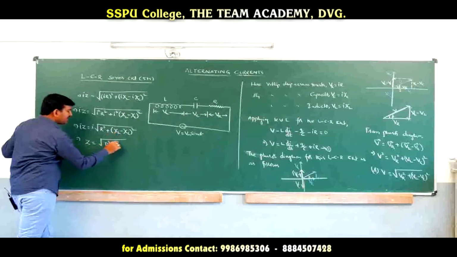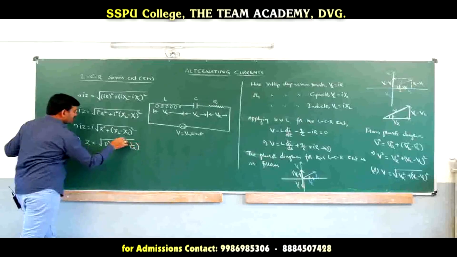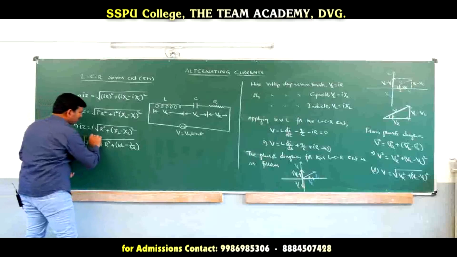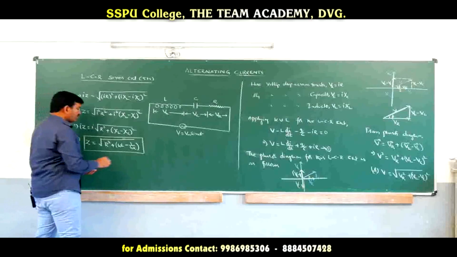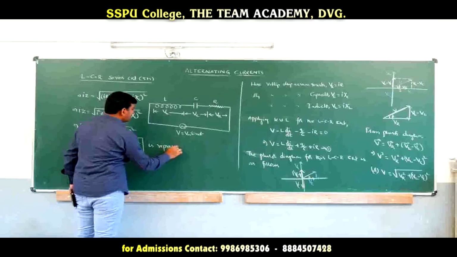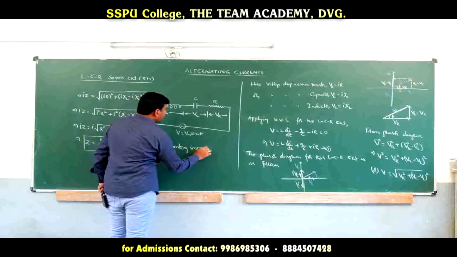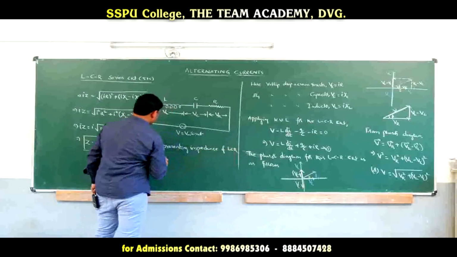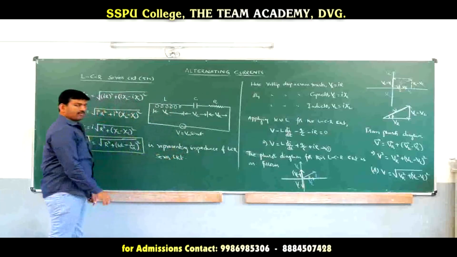What is chi L? Chi L is nothing but omega L. What is chi C? It is 1 by omega C. So Z is equal to the square root of R square plus (chi L minus chi C) whole square, which represents the impedance of the circuit. It is representing the impedance of the LCR series circuit. Is it clear? This is the impedance formula.